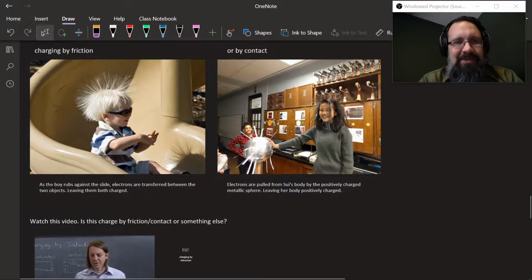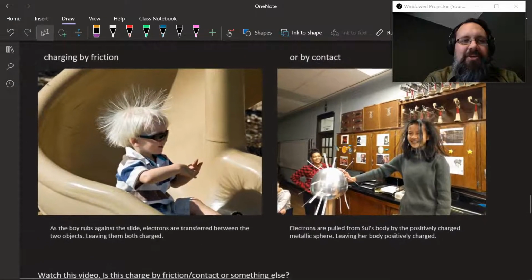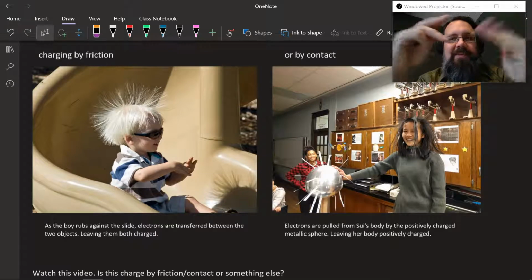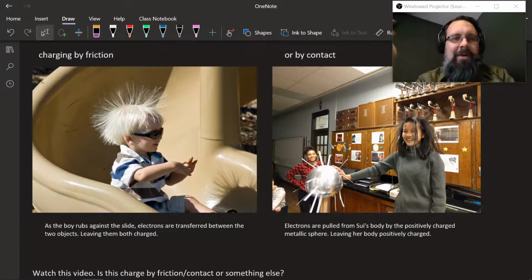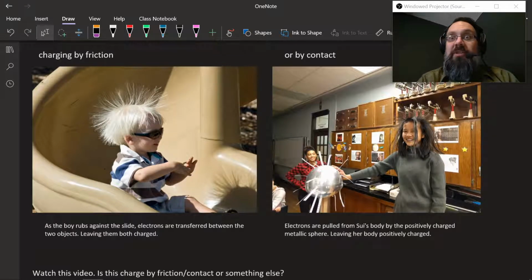Let's see. The last thing I was going to show you guys was how do you charge an object. You can charge an object by friction, by rubbing two objects together. So this kid was sliding down the slide and he became charged because as he slid down, electrons were transferred between the two materials. I'm not really sure which way they went, but the electrons are transferred. And as a result, two what used to be neutrally charged objects have now become charged, where one has gained electrons, become negatively charged, and the other one has lost electrons and become positively charged.